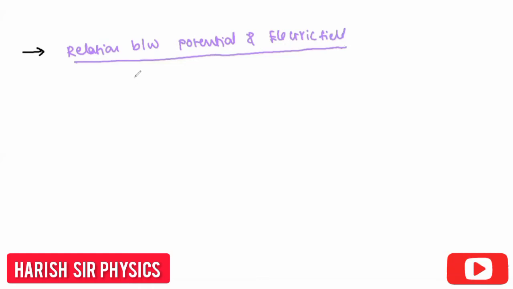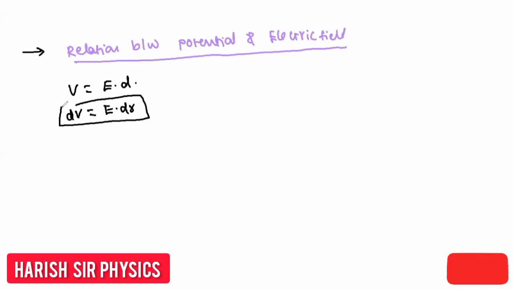Just remember the basic formula, V is equal to E into d. If you take it in the differential form, dV is equal to E into dr. You can take it in terms of a differential form.